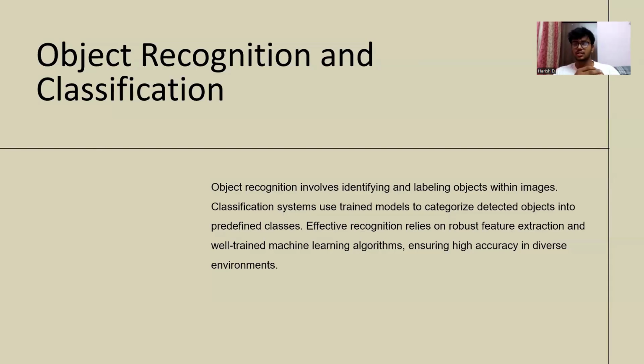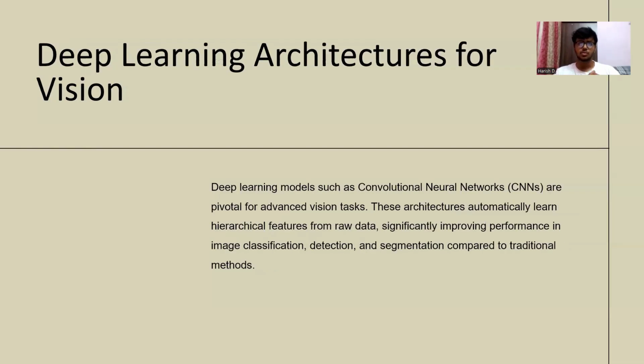But in the classification system, it will be just using the help of pre-trained or pre-fed data. It will compare and classify the objects, like in the binary format, one or zero. So effective recognition relies on robust feature extraction and well-trained machine learning algorithms, which ensures high accuracy in diverse environments.